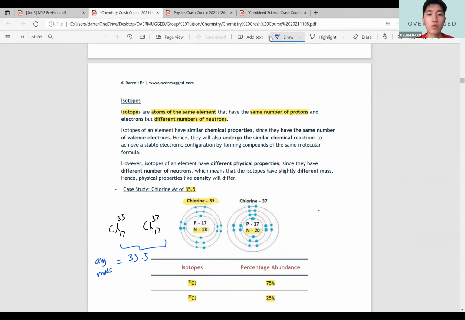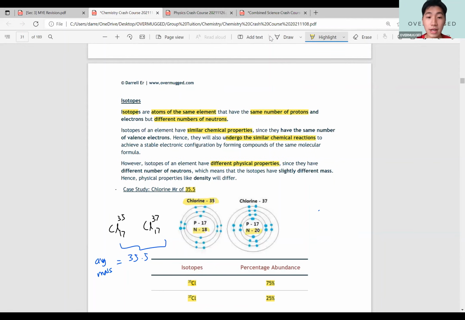And one last thing that I want you to know here is that isotopes will have the same chemical properties. This is because both are chlorine. Both have 2, 8, 7 as their electronic configuration. So they'll undergo the same chemical reactions. But isotopes will have different physical properties.